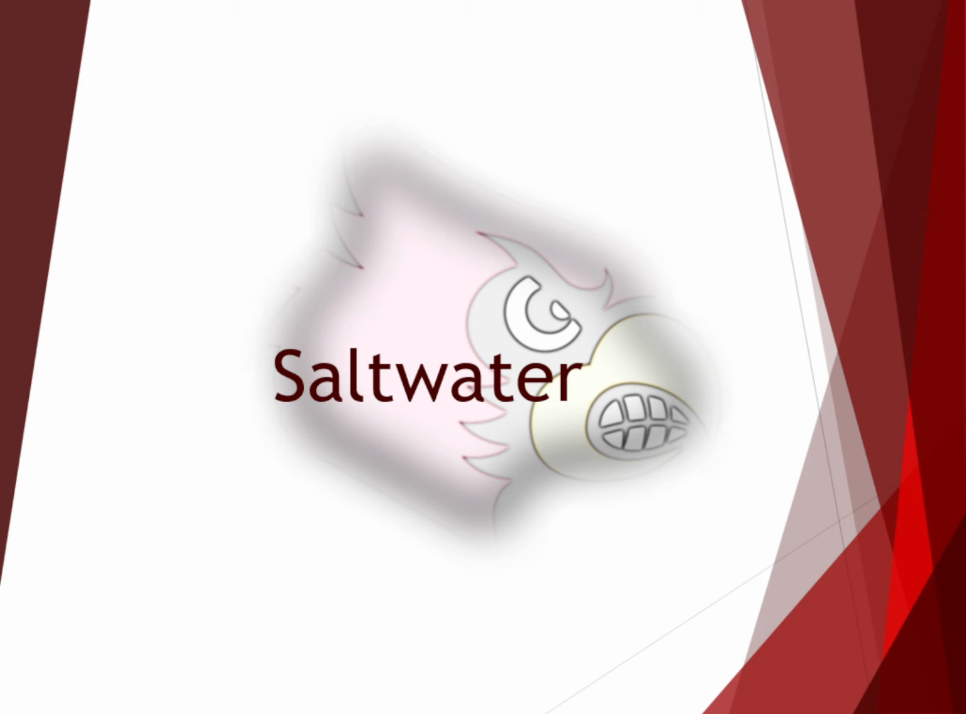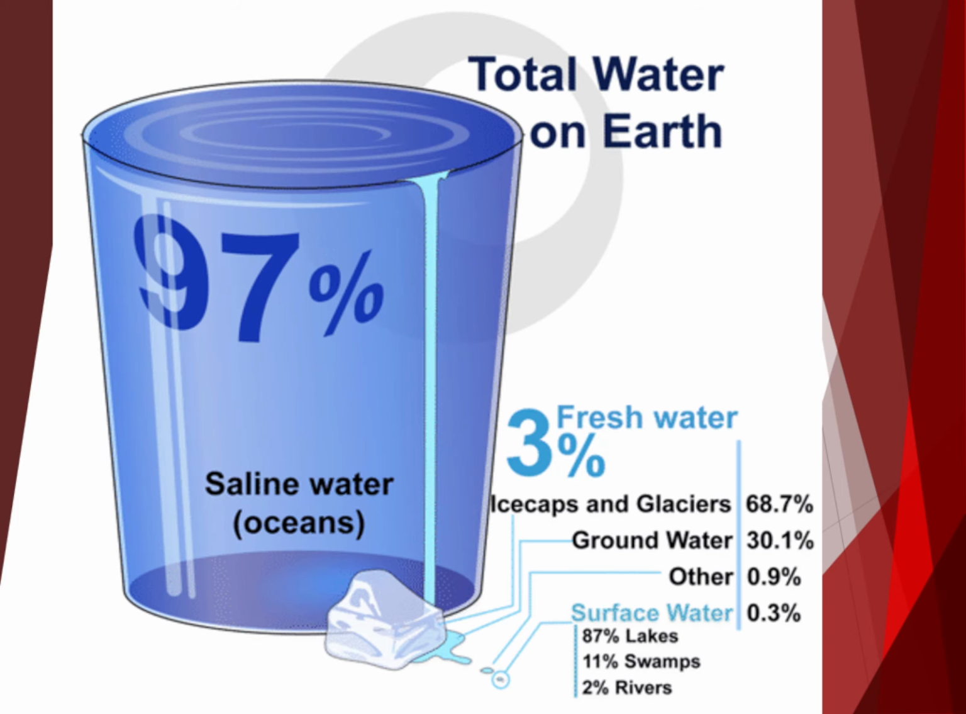Now let's talk about salt water. Salt water accounts for 97% of the water on our planet. Most of this water is found in the oceans. Almost all elements in the periodic table can be found in ocean water. However, the elements are not found at the same concentration.